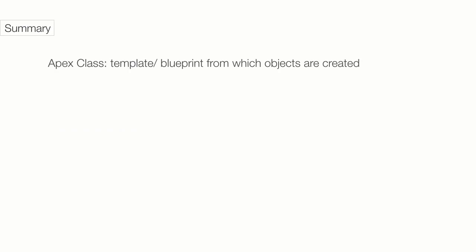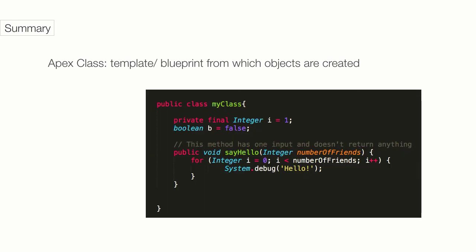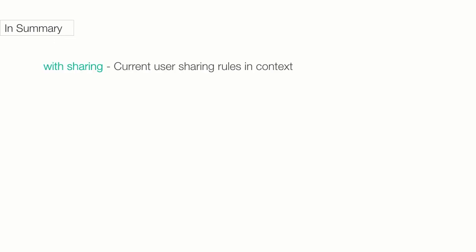In summary, a class is a template or blueprint from which objects are created. You can have variables and methods and other classes inside a class. The outer class can have public or global access modifiers. Like classes, variables and methods also have access modifiers. They can be private, protected, public, or global.